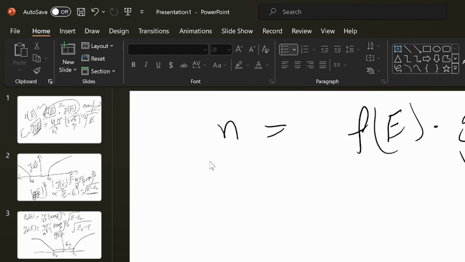But we are calculating the number of electrons, so we need to integrate. This is in the conduction band. For per unit energy, you can see in the E-k diagram: what is the density of states per unit energy in this graph?